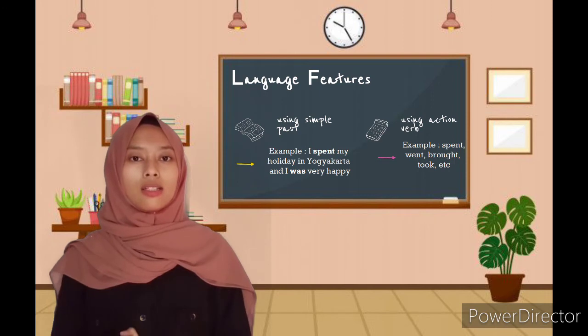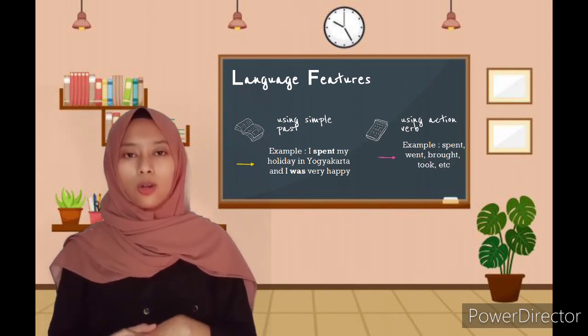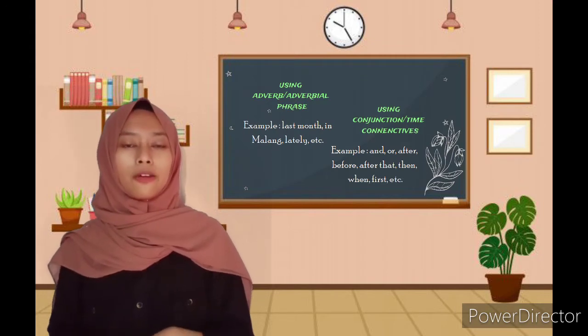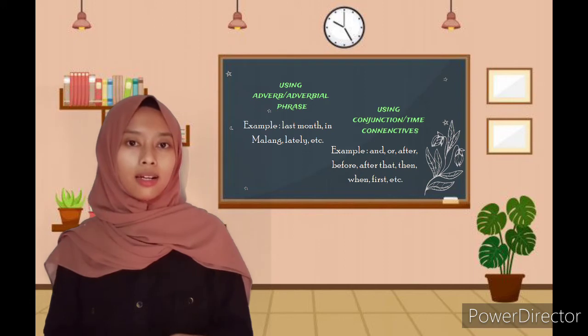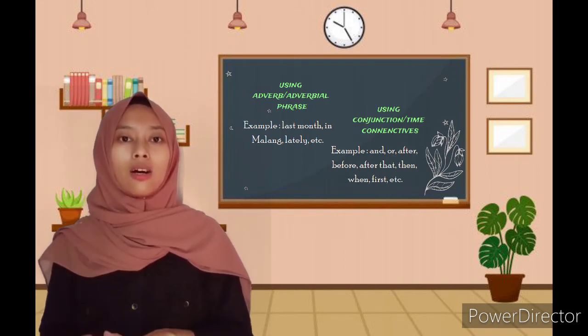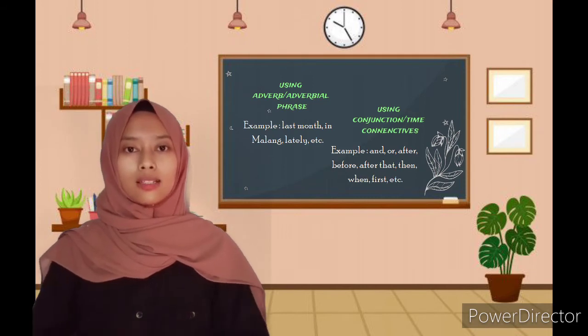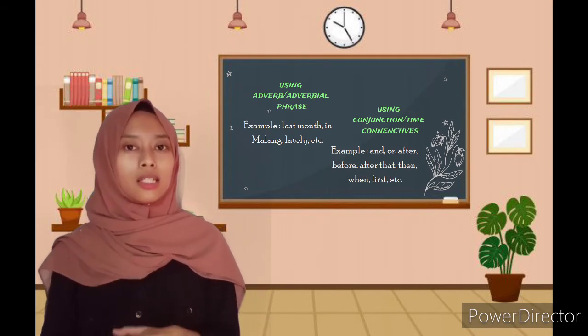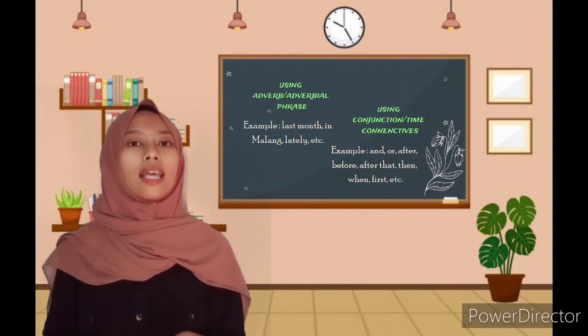And next, use action verbs like spent, went, brought, took, and so on. And next, use adverb or adverbial phrase that tells about where and when the story took place. The next is use conjunctions and time connectives. For example, then, after that, and, or, and so on.